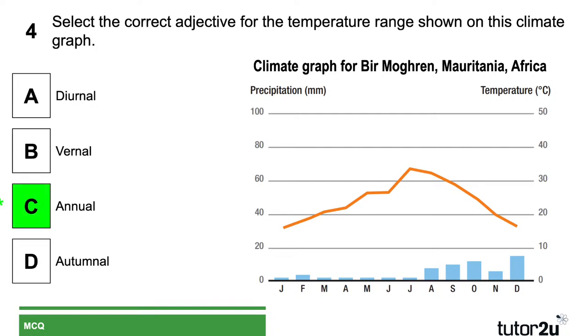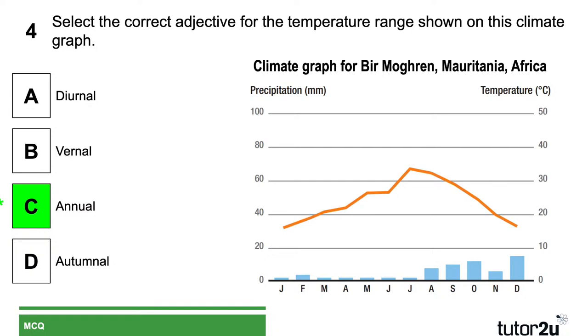It's C, annual. So looking at this, we are looking at the difference between the temperatures of the warmest and the coldest years. Vernal is spring, diurnal is the difference between the day and night, and obviously autumnal is the autumn season.